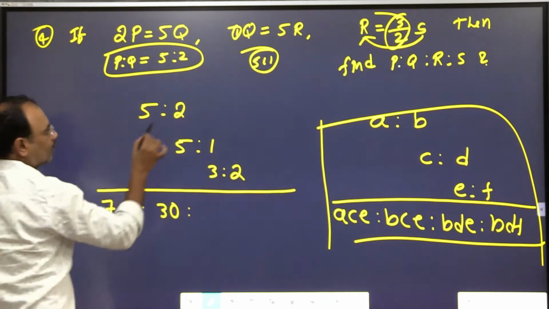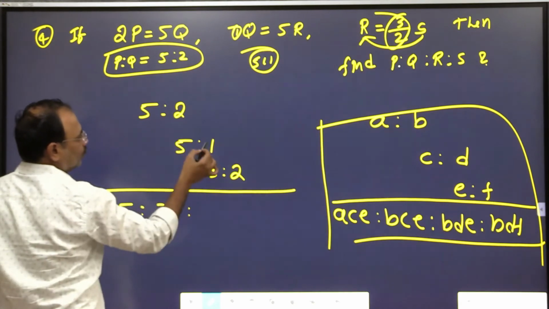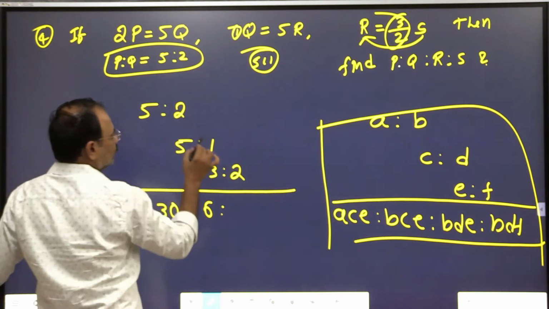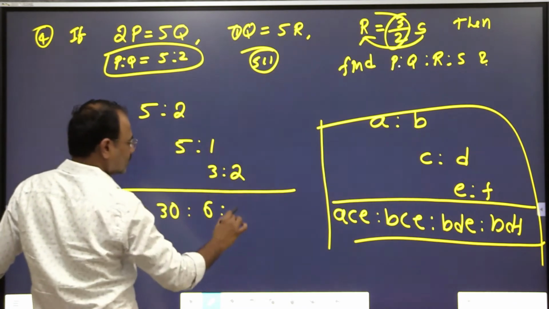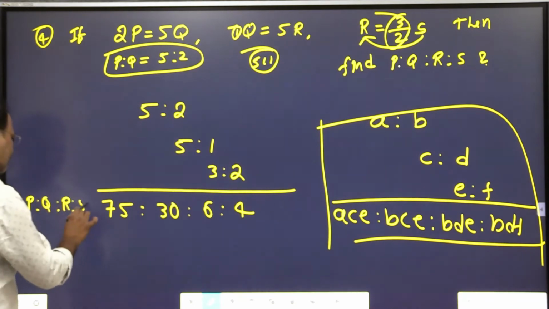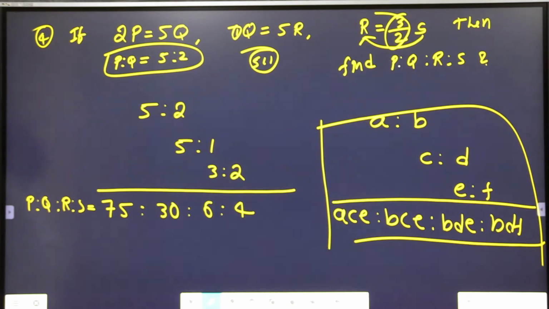Then what is the third term? 2, 1, 3. 2 into 1 is 2, 2 threes are 6. Then what is the fourth term? 2, 1, 2. 2 into 1 is 2, 2 twos are 4. Then this is P is to Q is to R is to S, that is 75 is to 30 is to 6 is to 4.